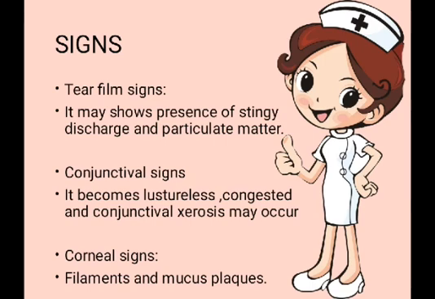Next is conjunctival signs, which are shown by the conjunctiva. It becomes lusterless, which means non-shiny, congested, and conjunctival xerosis may occur. Xerosis means dryness of the conjunctiva. Third one is corneal signs. The cornea shows filaments and mucus plaques. These are the signs of the cornea.